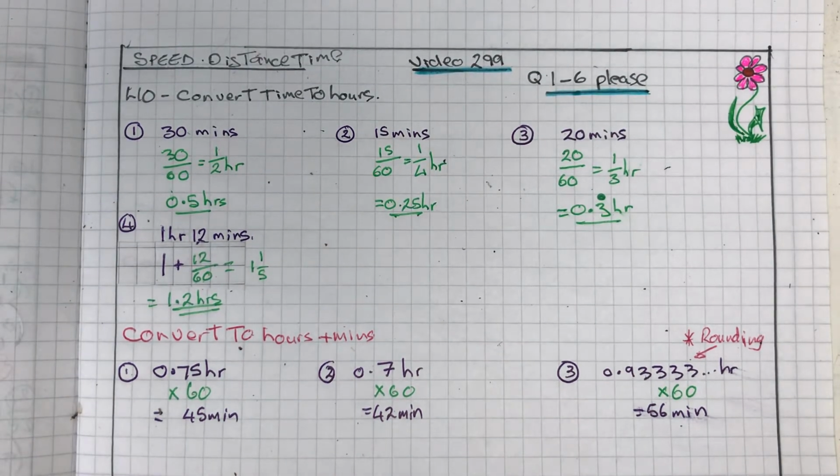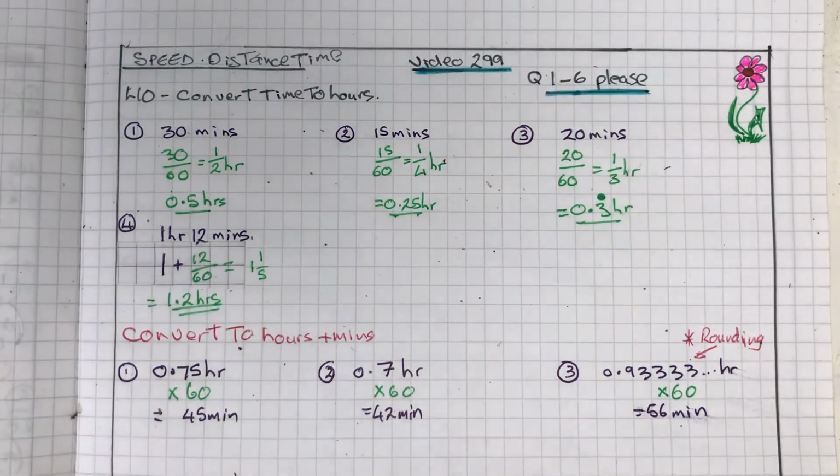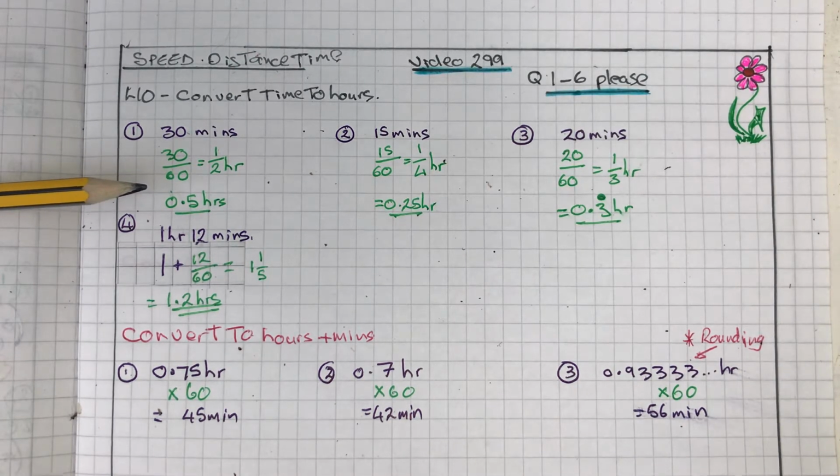If I look at the first one there, if I've got something like 30 minutes, loads of people think that 30 minutes is 0.3 of an hour. And of course, it isn't. 30 minutes is half an hour. Why is this? Because we divide 30 by 60, and 30 divided by 60 is a half hour, or 0.5.